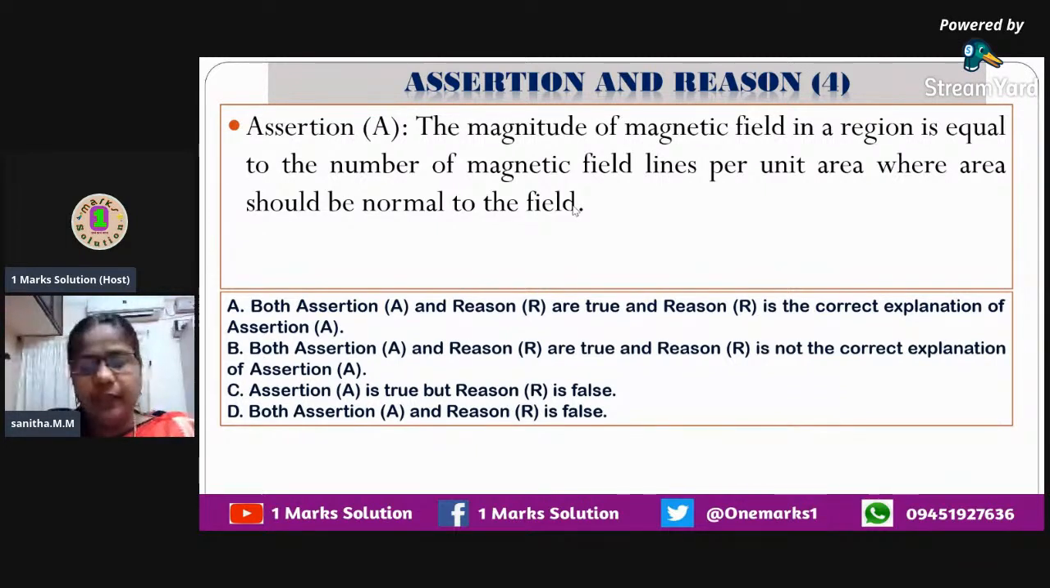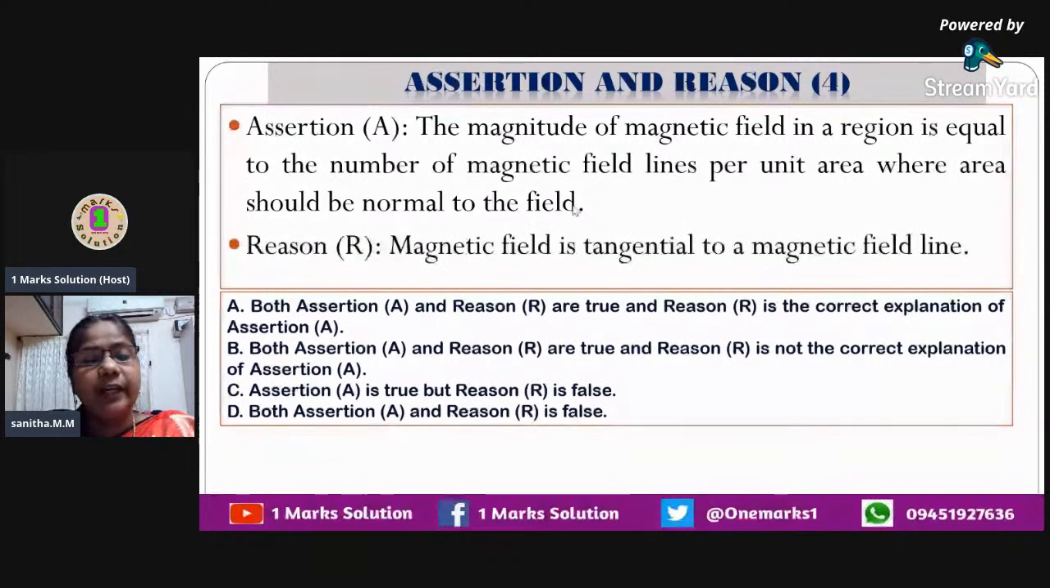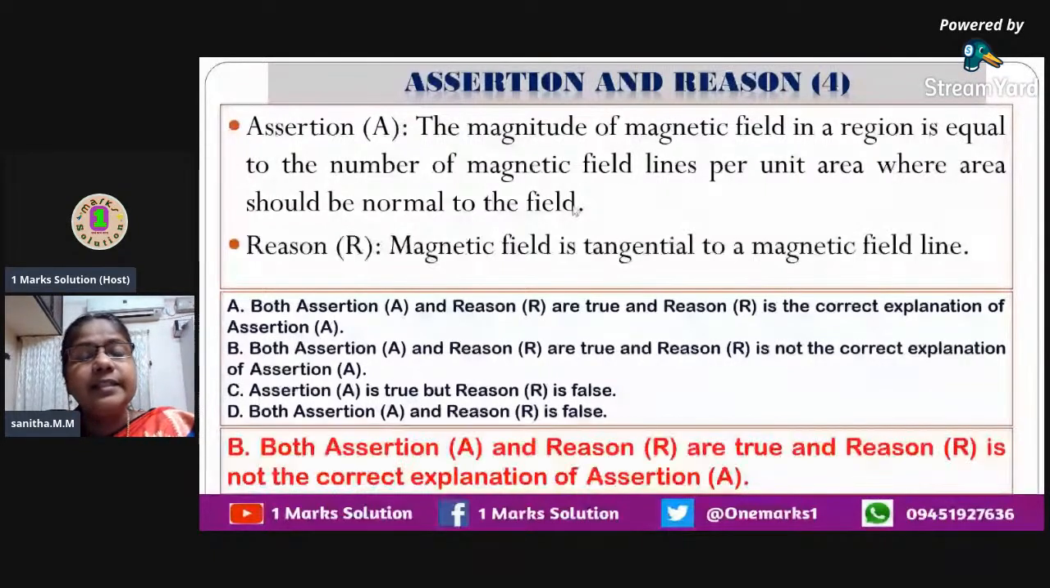So that is absolutely correct. The assertion is absolutely correct. What is the reason behind? The magnetic field is tangential to the magnetic field line. That is also correct. But the reason is not the correct explanation for the assertion. Here both are absolutely true, but the reason is not the explanation for the assertion. So here the option B is the correct answer.